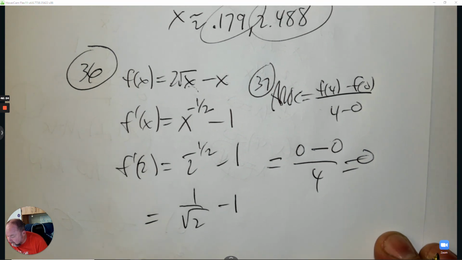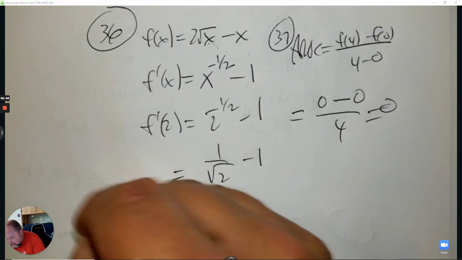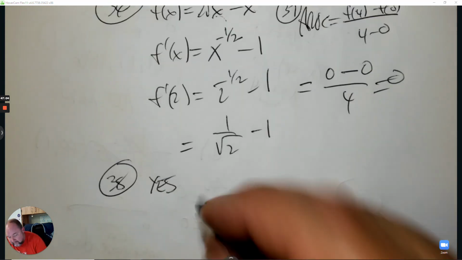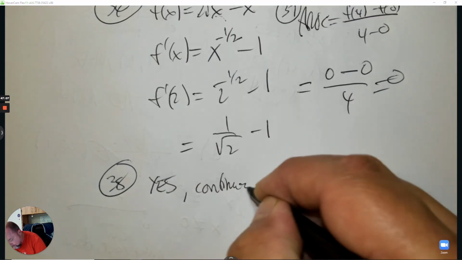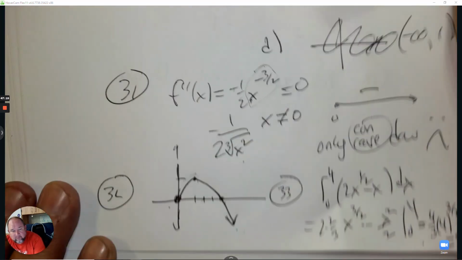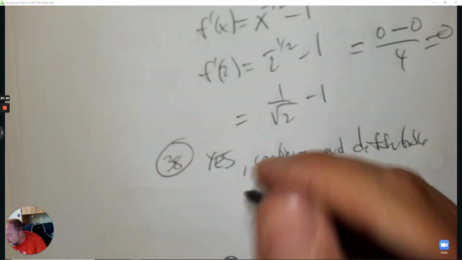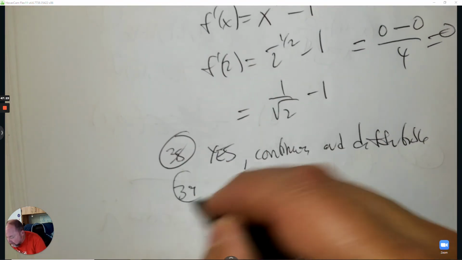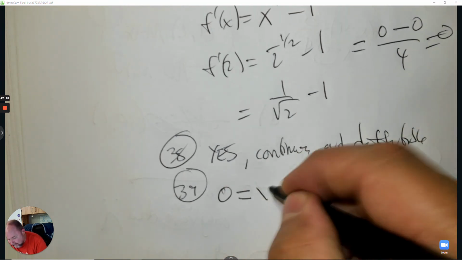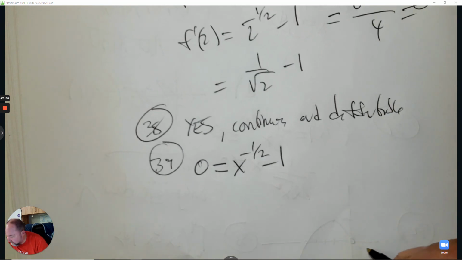Is f of x continuous from 0 to 4 and differentiable from 0 to 4? The answer is yes. It is continuous and differentiable from 0 to 4. And you can look off the graph to sense that from 0 to 4, it's differentiable and continuous. So if your answer is yes, then the MVT guarantees a point, right? So then we take the 0, the average rate of change, equal to the derivative, and then we solve it.